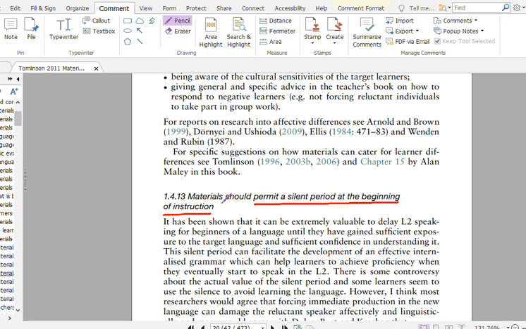The other thing that research in SLA tells us is materials should permit a silent period at the beginning of the instruction. A silent period means that we need warm up. We should not immediately go to the content, the delivery of the materials. For example, in Japan, I have heard that students have a long period of silence time. It means that, for example, for 3 to 5 years they do not study anything, but they are prepared for life skills. So this means a silent period.